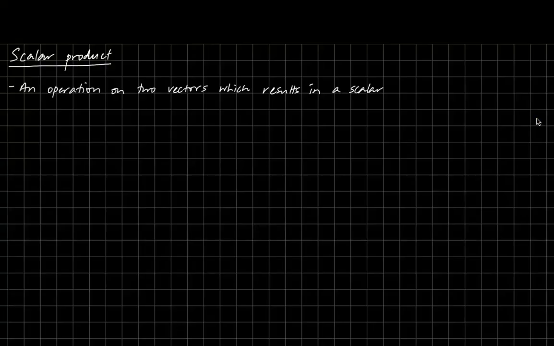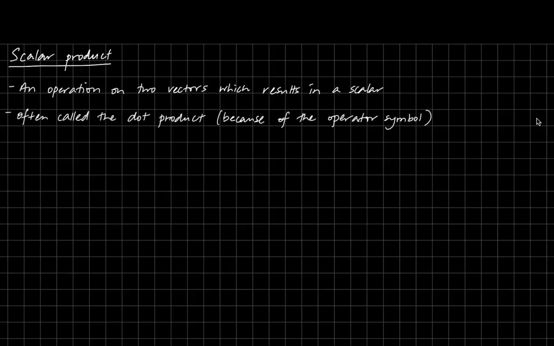A couple of things about the scalar product. Firstly, it's an operation which produces a scalar, and hence it's called the scalar product. But typically we call it the dot product because that's the operator symbol that we use rather than a cross, like multiplication of two scalar values.